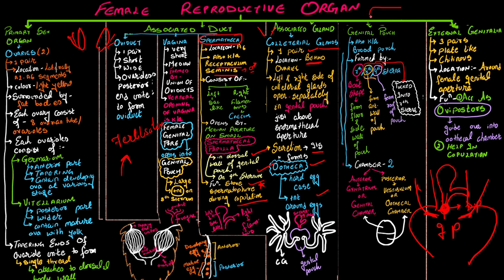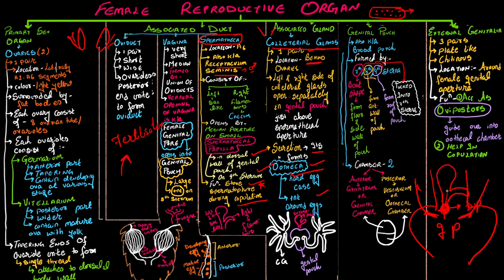Ootheca is nothing but this kind of case-like structure which is going to be surrounding the eggs. More about it we will study in upcoming slides. For now, just remember that your fertilized eggs are protected in a pouch-like structure, in a hard case-like structure. We call it ootheca. This ootheca is formed by the collateral gland.